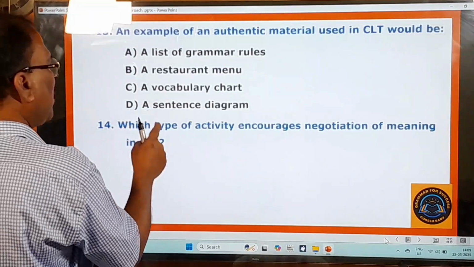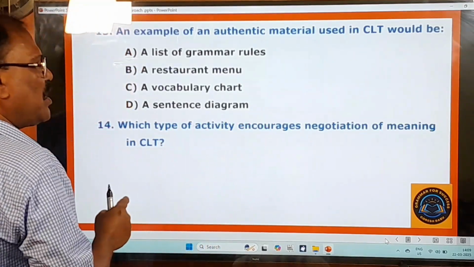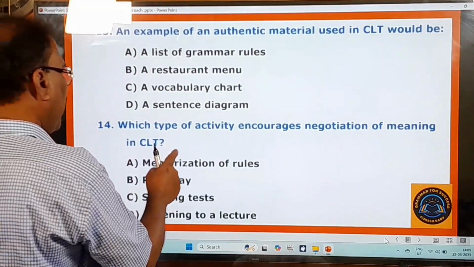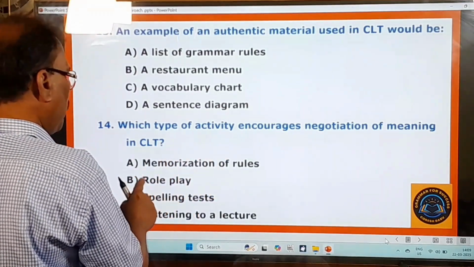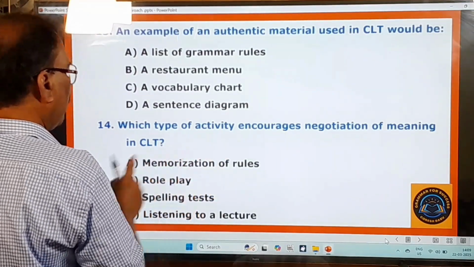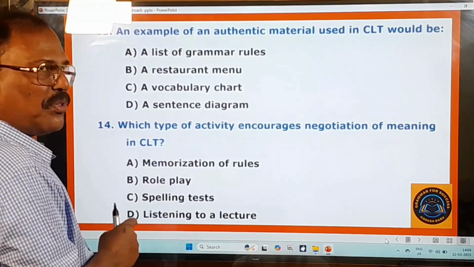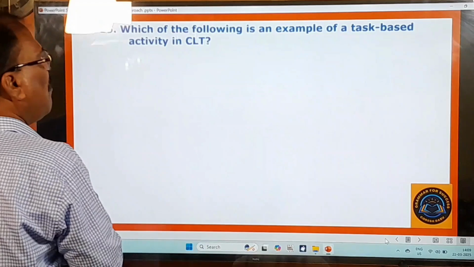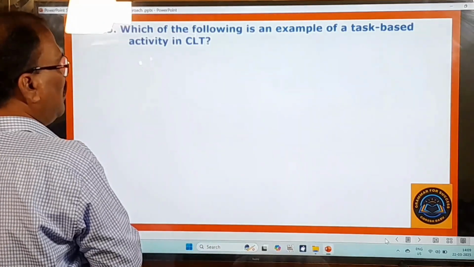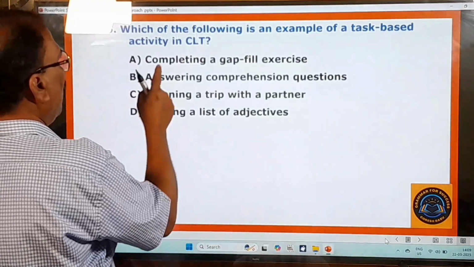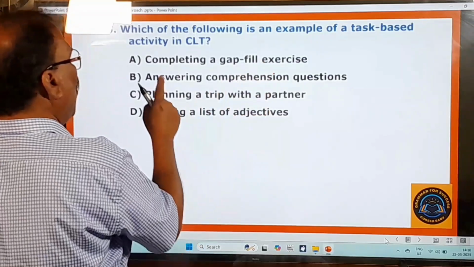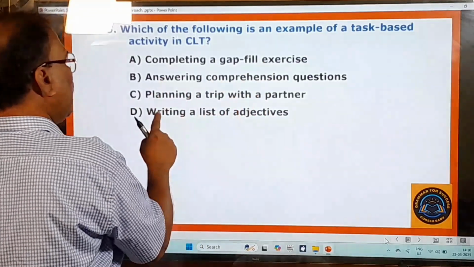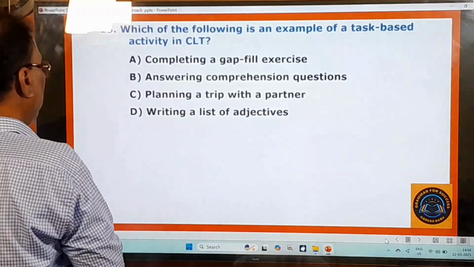14th question. Which type of activity encourages negotiation of meaning in CLT? Memorization of rules, role play, spelling tests, listening to a lecture. Now you go to the other questions. 15th question. Which of the following is an example of a task-based activity in CLT? Completing a gap fill exercise, answering comprehension questions, planning a trip with a partner, writing a list of adjectives.